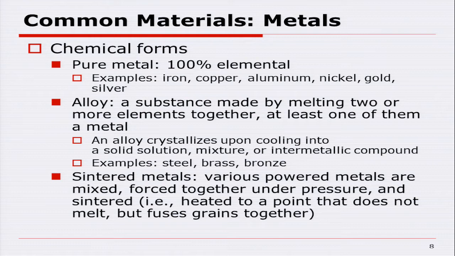We're going to look at three different categories. We can look at it as a pure metal, and that means in its elemental form. It's in its elemental form, and we definitely know that we have elements of iron, we have elements of copper, aluminum, nickel, gold, silver, for example.